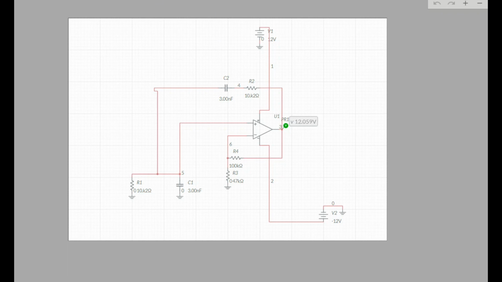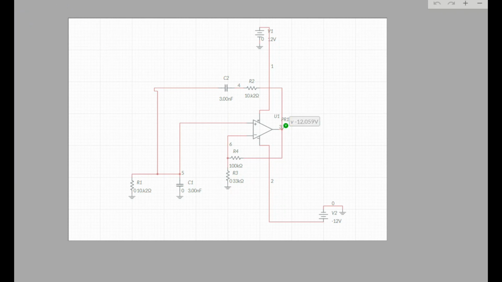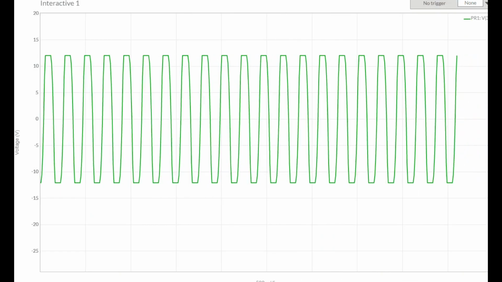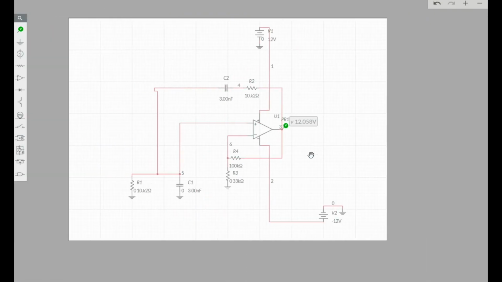Let's try that. So we'll stop this. This is 47K. Let's see what happens if we make it 33K. Put in your votes. Is the clipping going to get better, or is the clipping going to get worse? We begin the simulation, and let's have a look at the scope. Oh, the clipping got even worse. It's like you could have predicted it.